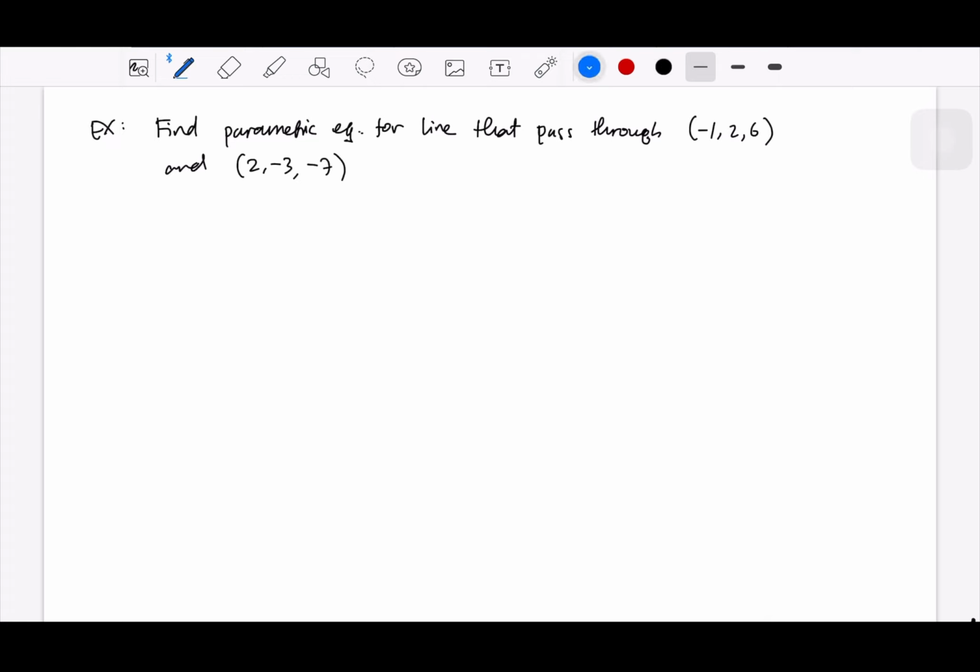Now we have two positions. So this is position 1, position 2. Let's say we are going to move from position 1 to position 2, which means that we are going to take the vector, let's say vector v, as position 2 minus position 1. So 2 minus -1, -3 minus -2, -7 minus -6. So we end up with 3, -5, -13. Okay.